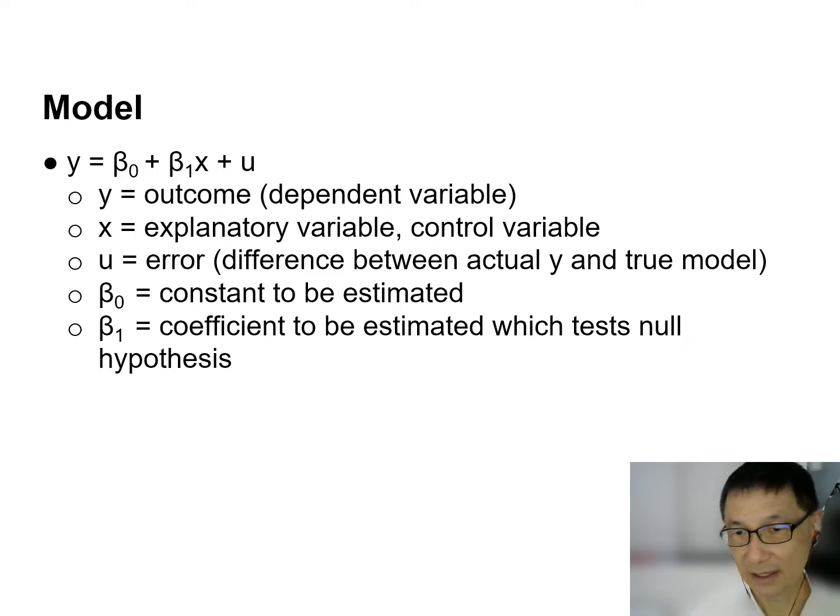U, the error, is the difference between the actual Y, the actual outcome or dependent variable, and the true model. So this is Y, this is the true model, beta subscript 0 plus beta subscript 1 times X. Y minus beta subscript 0 minus beta subscript 1 times X is U, which is the error. And to reiterate, the focus of the empirical estimation will be on beta subscript 1, the coefficient that will tell us whether the null hypothesis can be rejected or not.